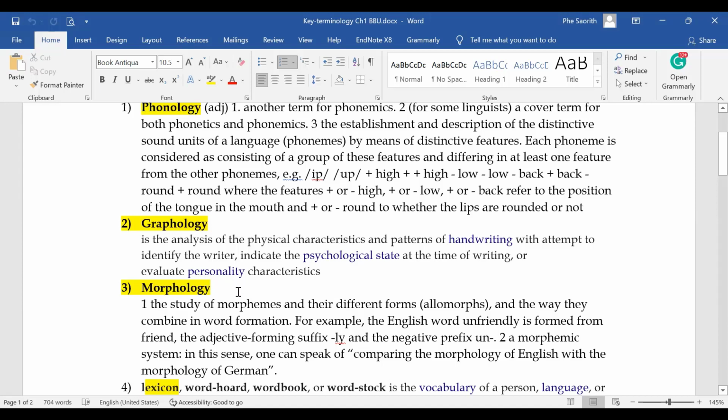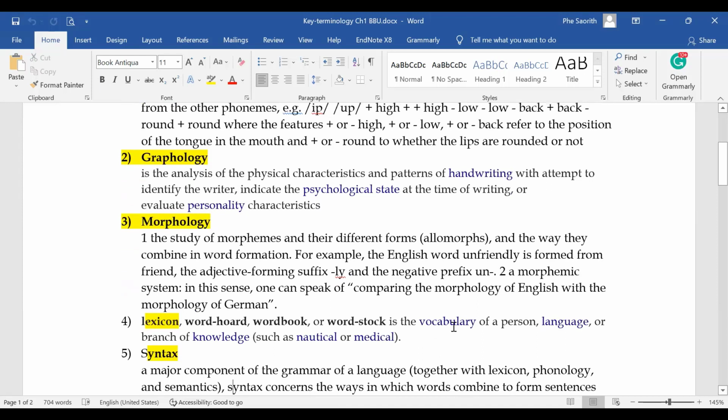And about morphology, the study of morphemes and their different forms, allomorphs, and the way they combine in word formation, how to combine words together. For example, the English word unfriendly is formed from friend, the adjective-forming suffix -ly, and the negative prefix "un-". So that is morphology, right?